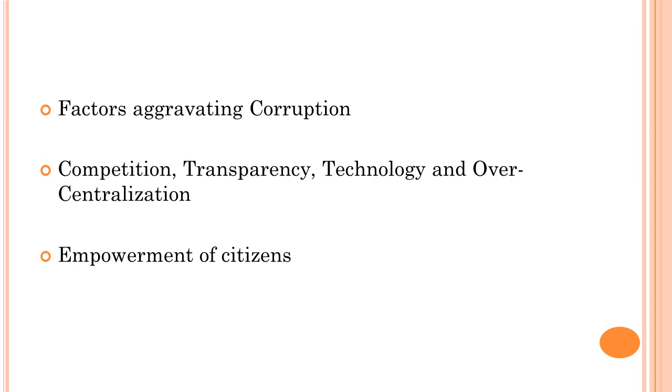Now, the experience of the past 6 decades. Why do they say 6 decades when we have completed 70 years? The Second ARC was formed in 2005, and it gave this fourth report in 2007. So for them, it was the past 6 decades. The experience of the past 6 decades tells us that competition, transparency, and technology decrease corruption, whereas over-centralization increases it. You have to remember these three facets: competition, transparency, and technology decrease corruption, whereas over-centralization increases it.